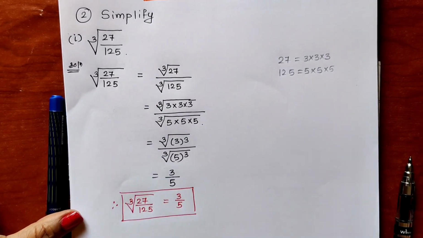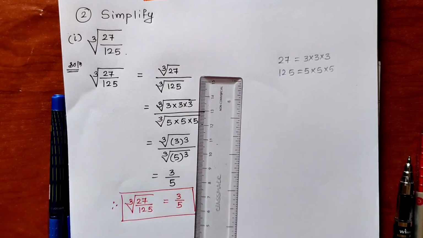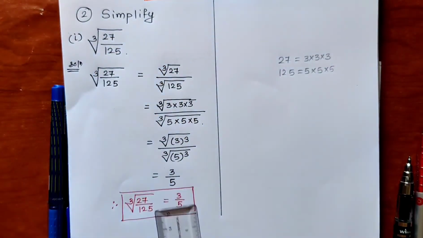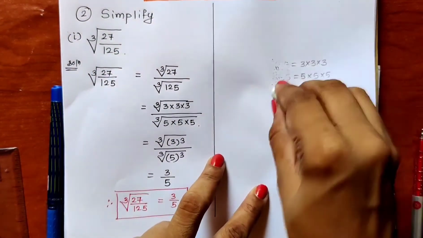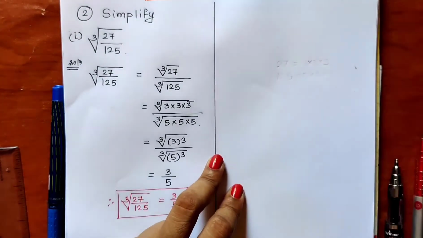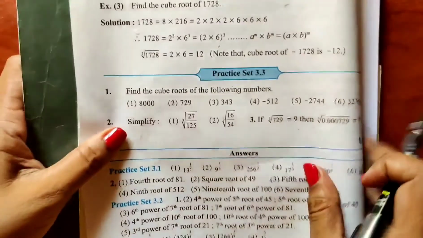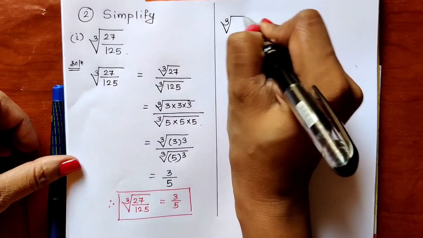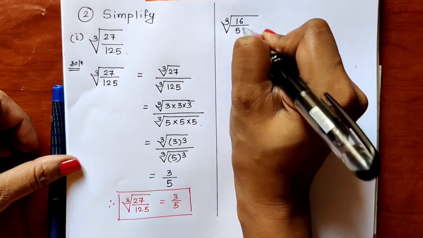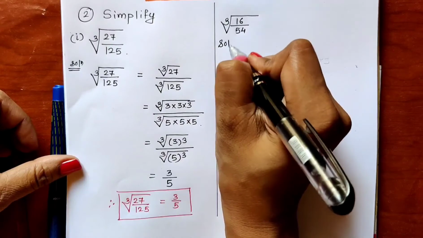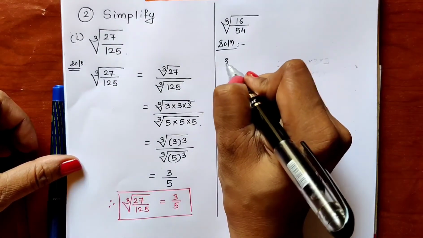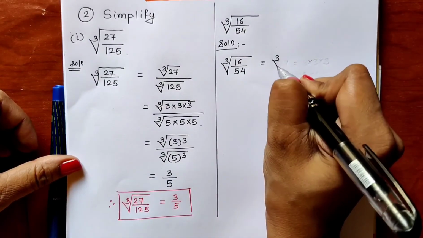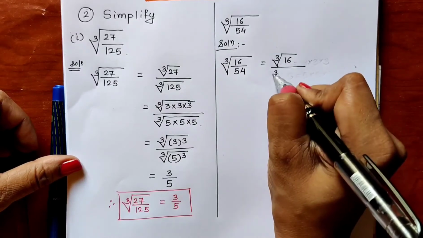Okay. Now let us see what is the next number. Next number is cube root of 16 upon 54. So let us write our solution. Cube root of 16 upon 54. That means cube root of 16 upon cube root of 54.